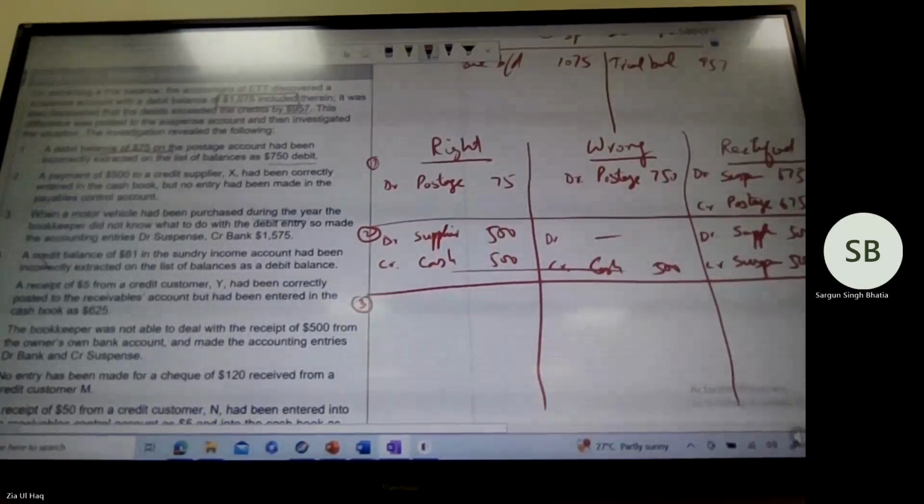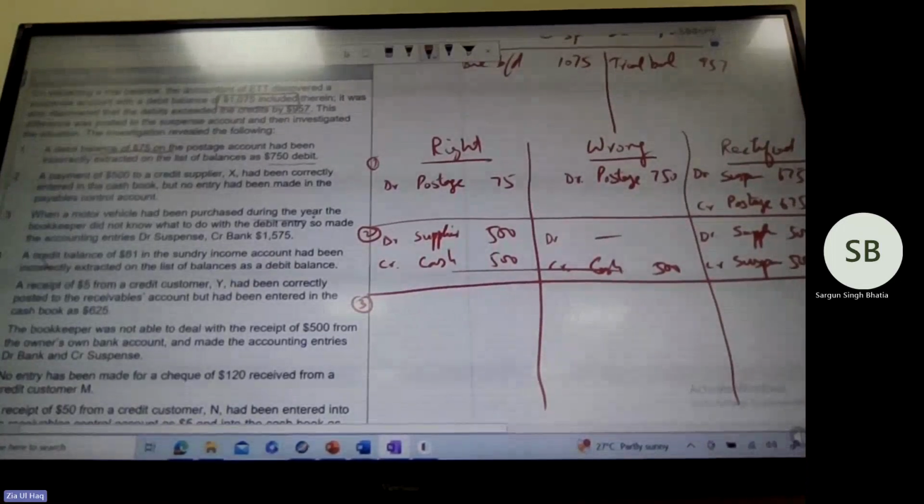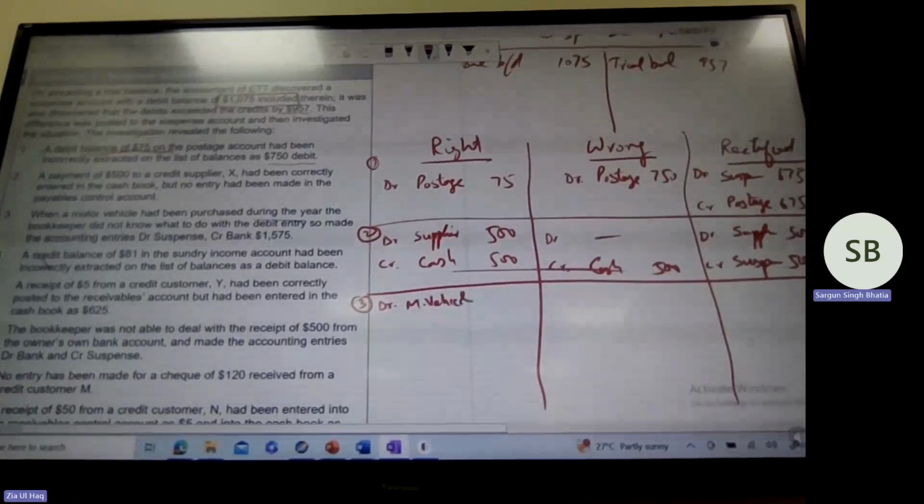Number 3. When a motor vehicle had been purchased during the year, if we purchase a motor vehicle, what could be the accounting entry? Debit motor vehicle and credit cash or bank. With how much amount? Is there an amount mentioned? Yes, 1575. The credit should be cash or bank with 1575.